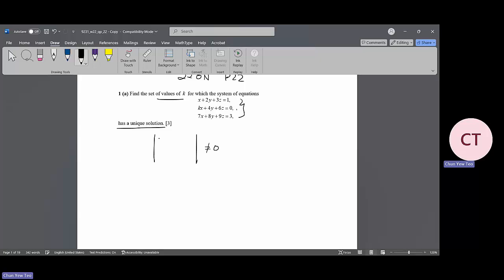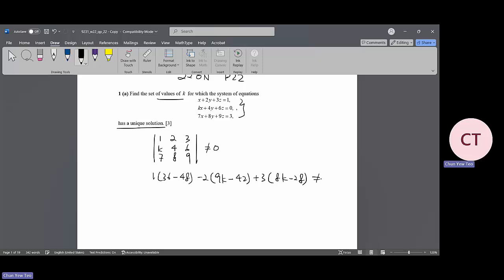The determinant will be the coefficients of x, y, and z, so we just write down the coefficients. Then we just need to find the determinant. So it will be 36 minus 48, minus 2 of (9k minus 42), plus 3 of (8k minus 28).